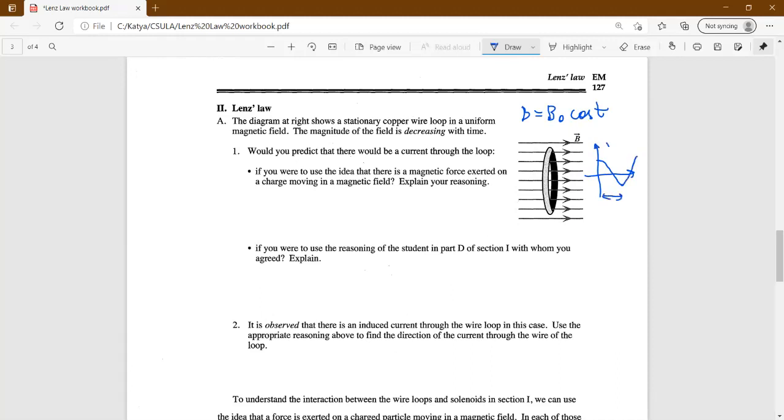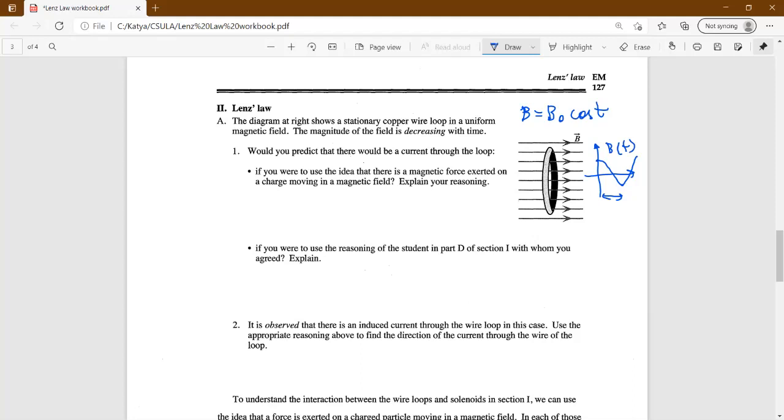You see that B over here is decreasing. Again, as an example, it's not necessarily changing by cosine, but just an example. So you see that B is decreasing. Here nothing is moving. The loop is stationary. So we cannot explain anything here with electrons moving and creating electric current.